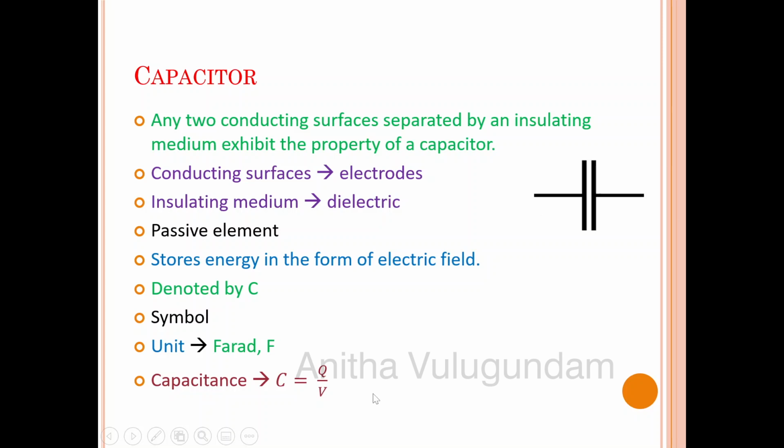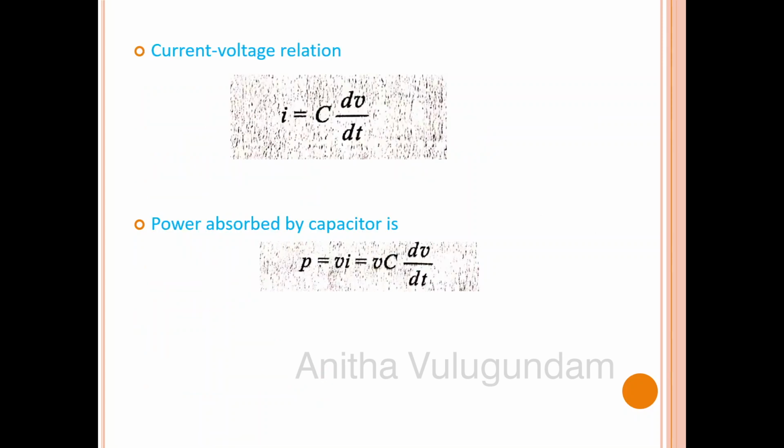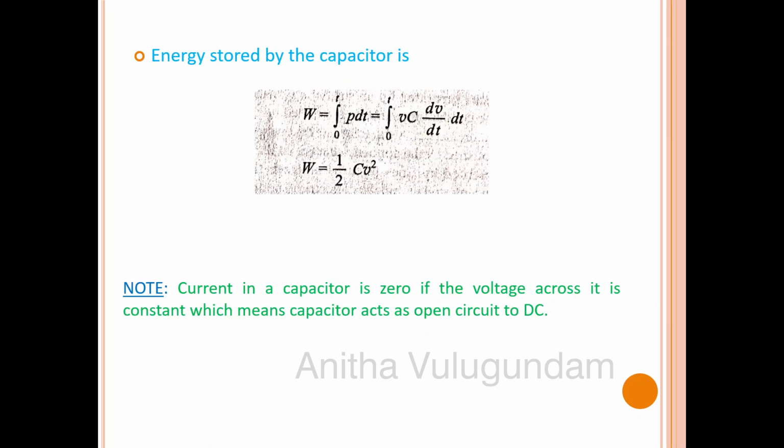Usually capacitance is given by C equal to Q divided by V. Current voltage relationship for capacitor is I equal to C into dV by dt. Power absorbed by capacitor can be written as P equal to VI, that is equal to V into C into dV by dt. Energy stored by capacitor is W equal to half CV square.